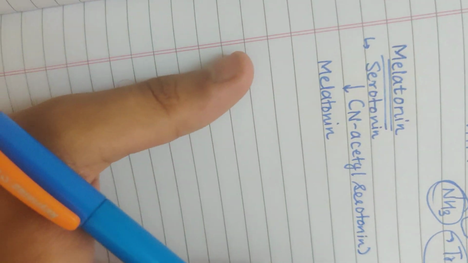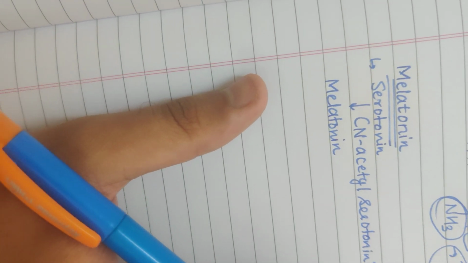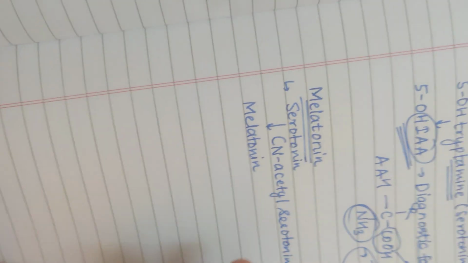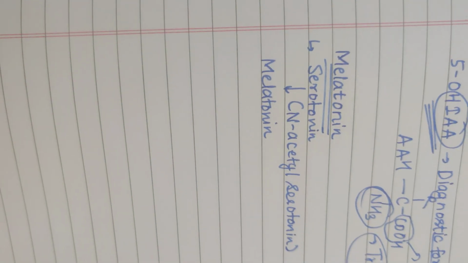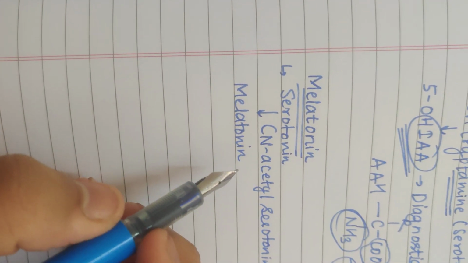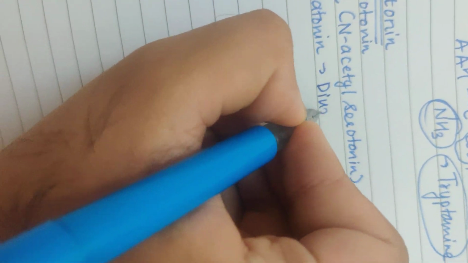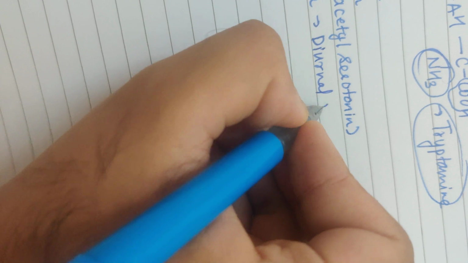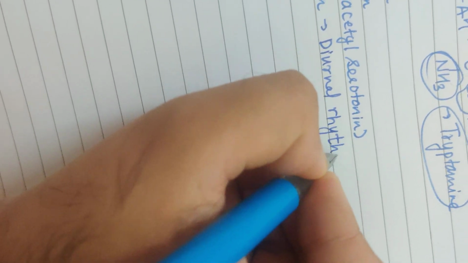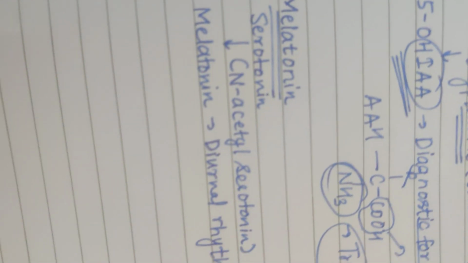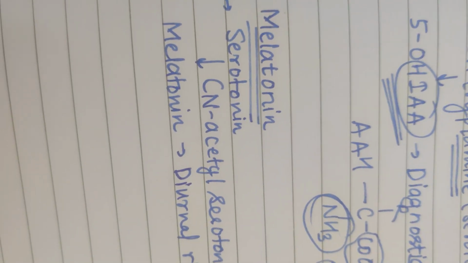So you don't need to mug up the enzymes per se, because if you know which group is getting transferred, or you know what is happening, you can just make up the enzyme over there. And then we've got ourselves melatonin. Melatonin is useful for the diurnal rhythm regulation.